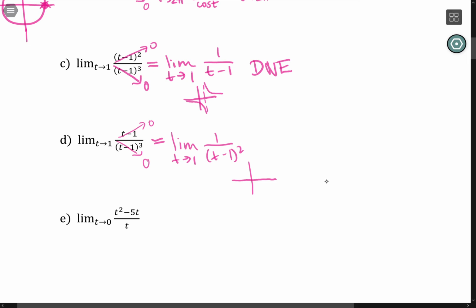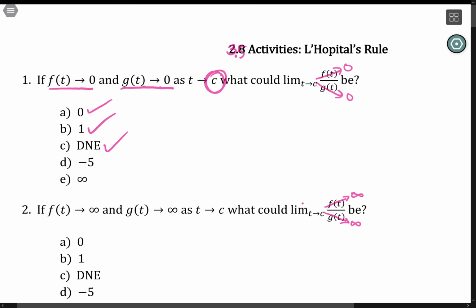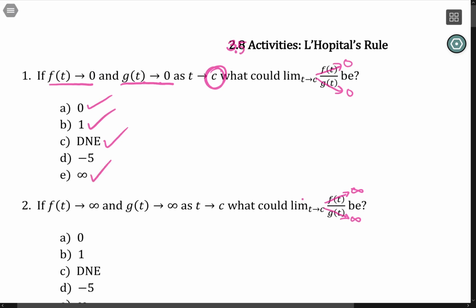Here, instead of taking a 1 over t graph, we took a 1 over t squared graph. And for that one, both branches head up to positive infinity. So this time the answer is actually infinity. So if you thought the answer to number 1 was E, you are correct.